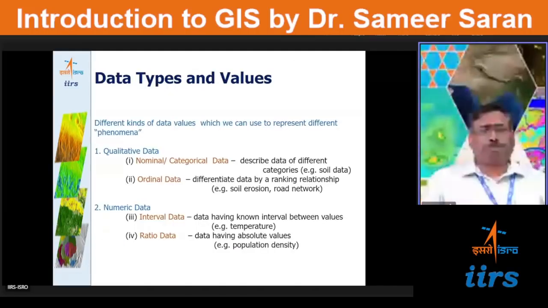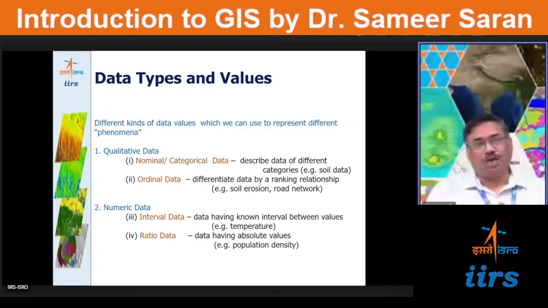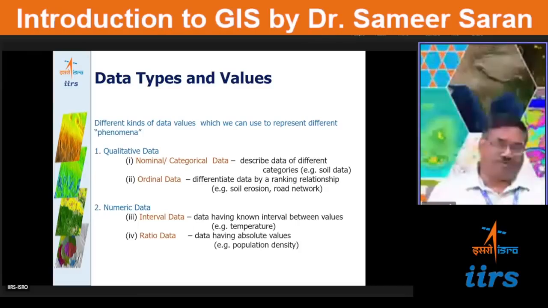Another aspect of GIS is data types and values, because whenever you want to model different phenomena, you have to consider how you will represent those maps, how you will depict them in the form of legends with different types of symbologies. So basically, there are two types of data values considered for modeling different phenomena. One is qualitative data, another one is quantitative data.